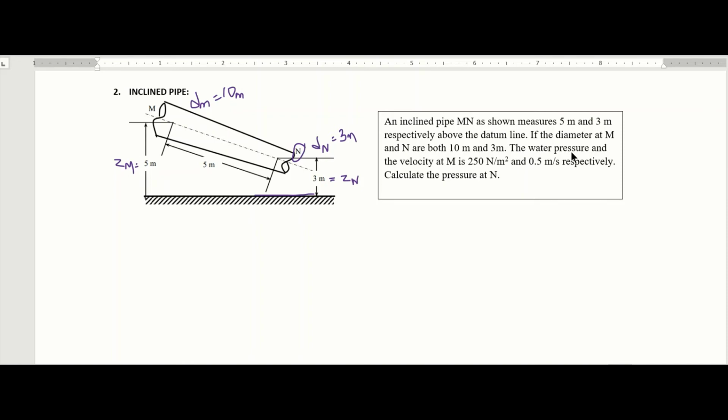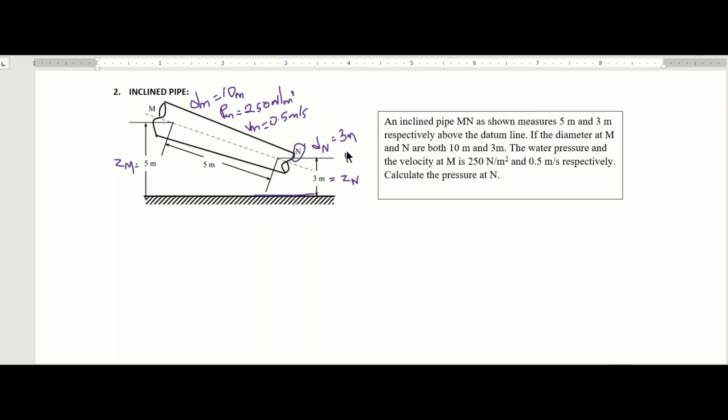Now the water pressure and the velocity at M is 250 Newton per meter squared and 0.5 meter per second respectively. So the pressure at M is giving us 250 Newton per meter squared, and the velocity at M is giving us 0.5 meters per second. We're asked to calculate the pressure at N.